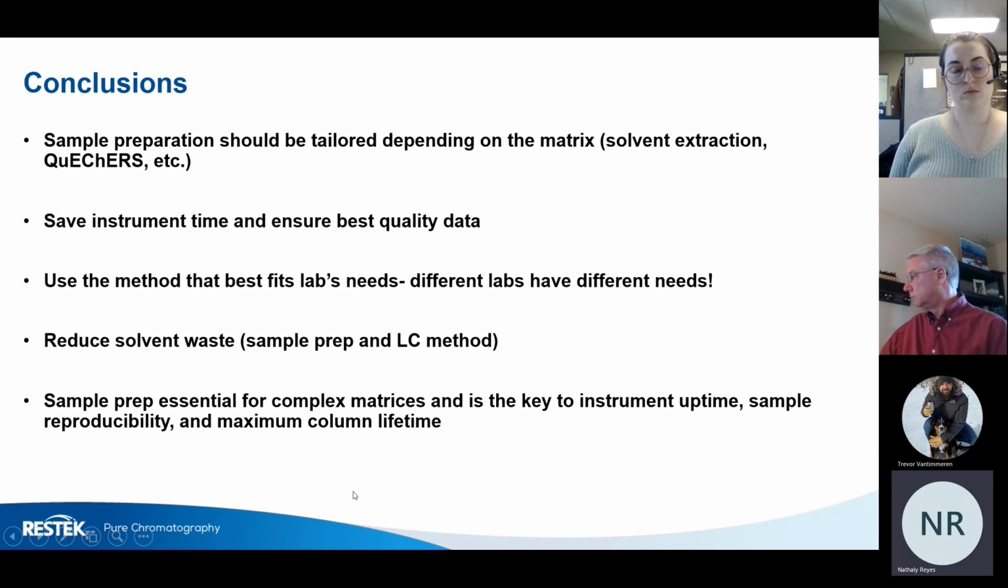And sample preparation is really essential for complex samples, and it's very important to keep your instrument up and running to ensure sample reproducibility and to ensure maximum column lifetime.